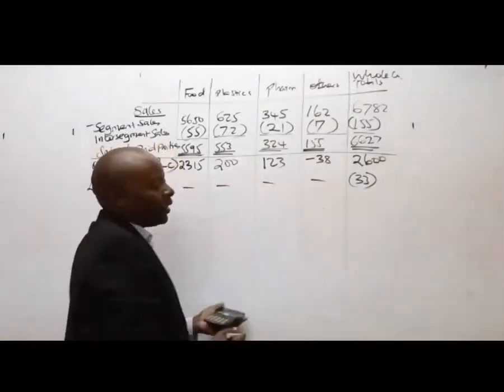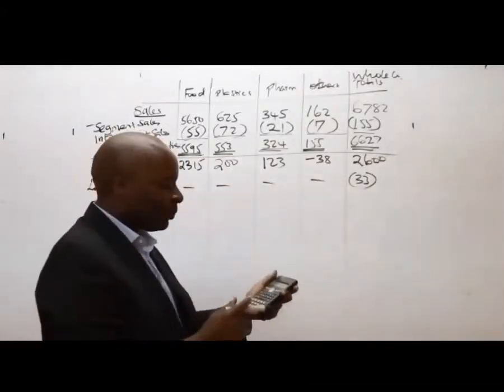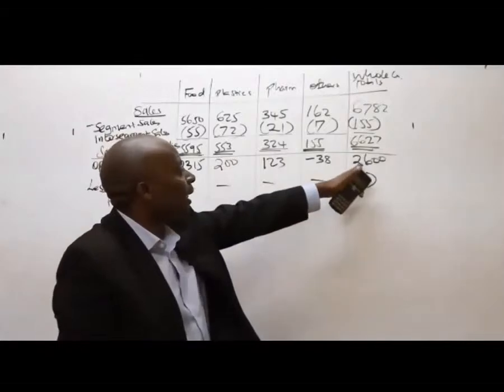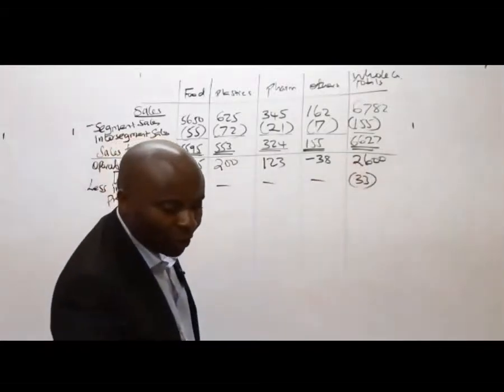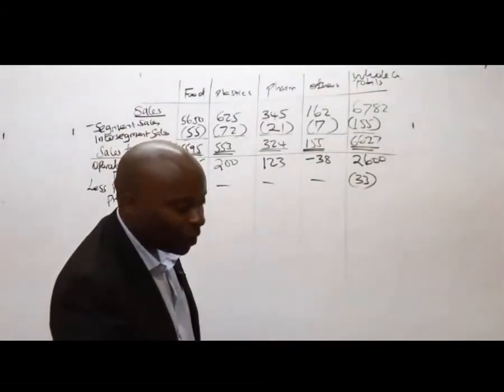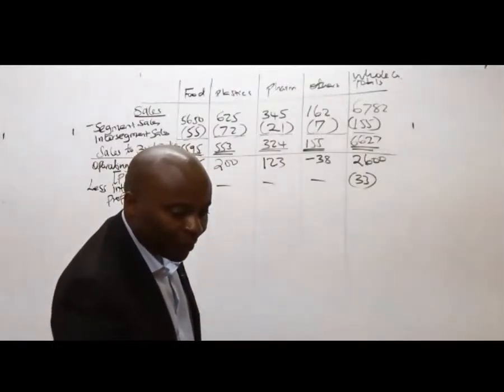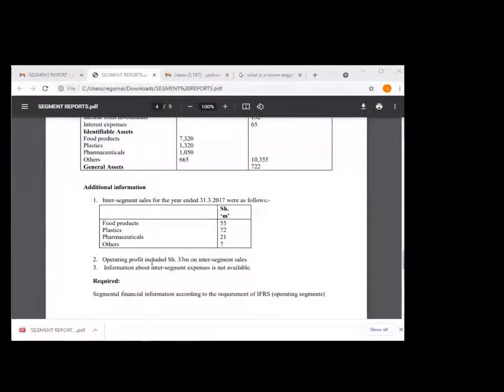There is nothing really given there. So I need, ladies and gentlemen, to come and subtract. Why am I subtracting? It's because they've told us that there is an intersegment profit of 33 included here. Look at note number 2, if you have your paper. Let me just share this. Note number 2, for you to understand that really that amount is included. So we are told the operating profit included shillings 33 on intersegmental sales. It includes, so we need to come and subtract.